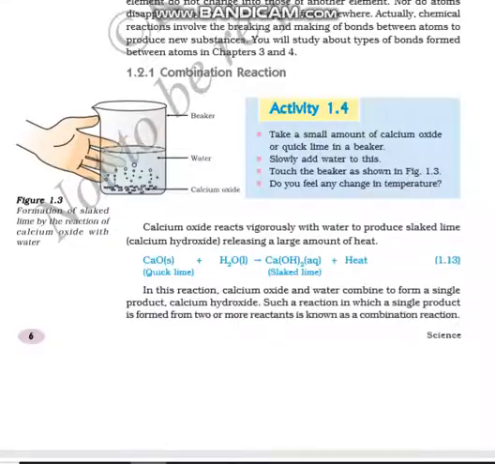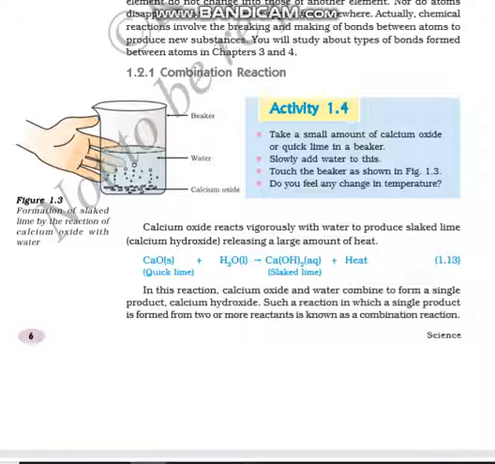The very first type of chemical reaction is the combination reaction. To understand this type of chemical reaction, let us take one activity. Just take some calcium oxide, or quicklime, in a beaker. Add water slowly to this. Touch the beaker on the bottom side. Do you feel any change in the temperature?